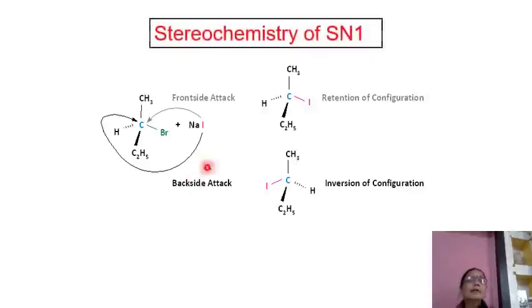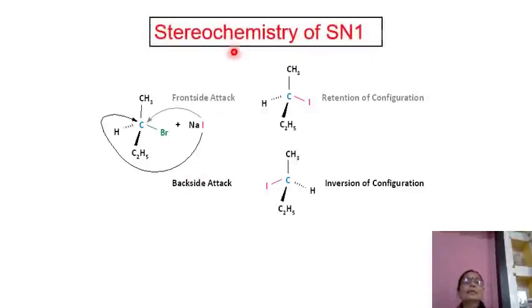Now, whenever we consider the stereochemistry of SN1, the starting material must be optically active. Therefore, all the groups attached to the carbon must be different. Here one is CH3, one is hydrogen, one is an ethyl group, and Br is the leaving group, meaning the C-Br bond is there. Now here we are treating with NaI. In NaI, Na is positive and I negative is the nucleophile. Therefore, instead of Br negative, I have taken I negative here.